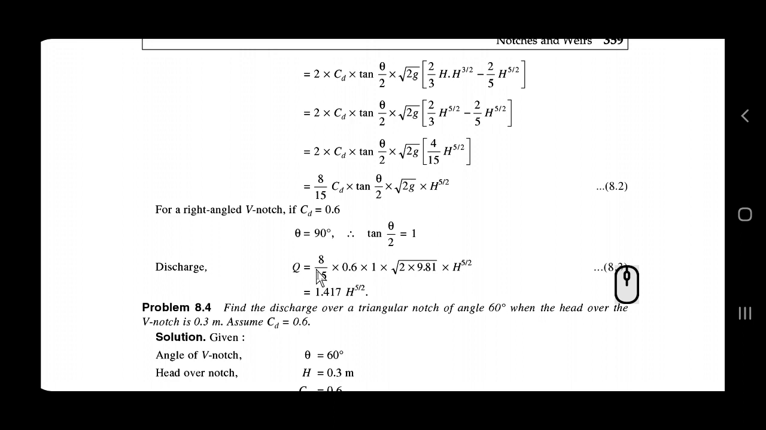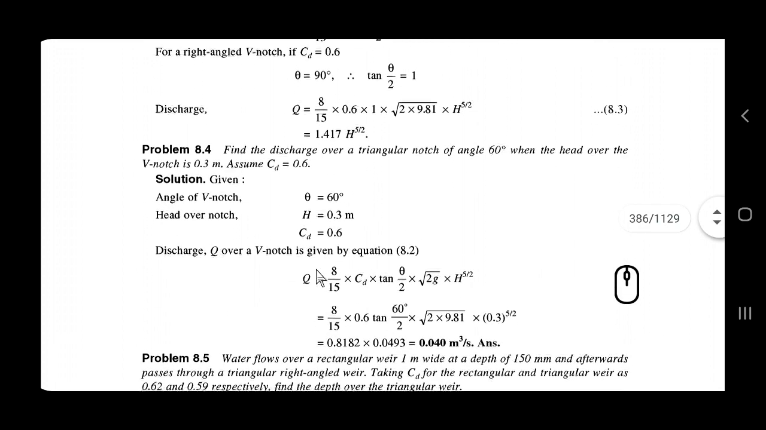Shape is same, and also the material used for construction. Notch is constructed using steel or plate, and weir is constructed using concrete or masonry structure. It is somewhat a big structure. Okay. So here is a question.